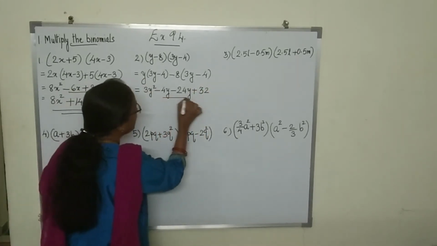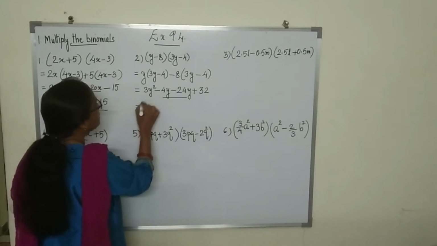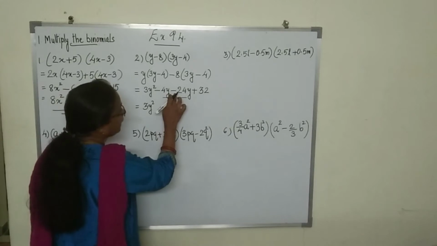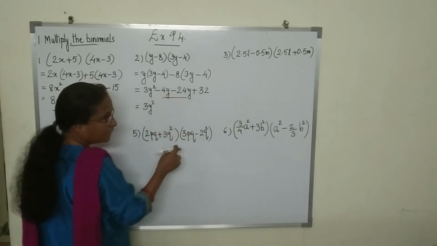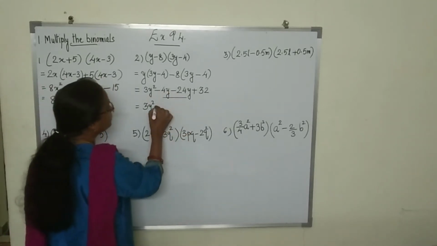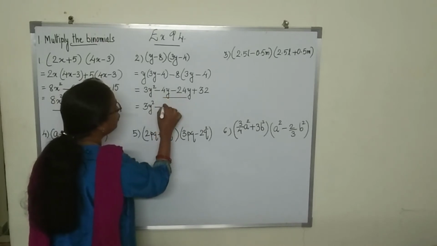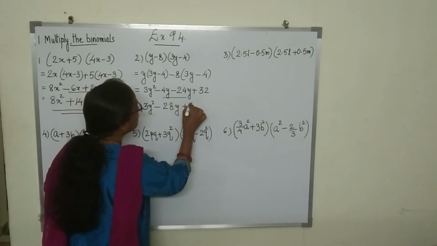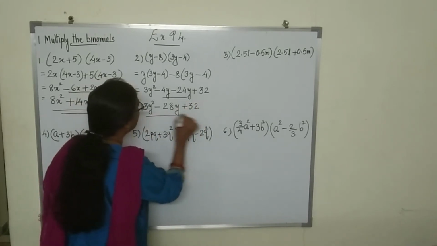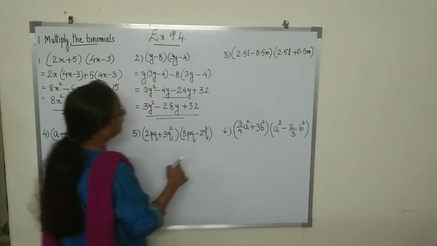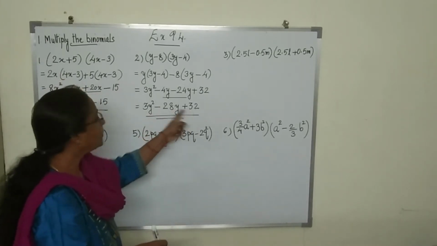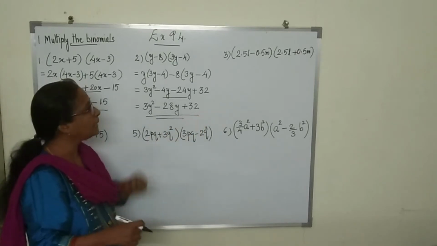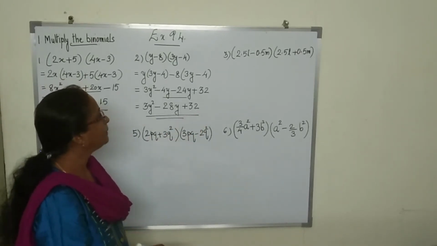Here these two terms are similar. So this will remain as it is, 3y square. Both are negative, so we have to add and give a negative sign. So minus 24 plus 4, minus 28y plus 32. Now check if there are any more terms to be added. Here y square, here y, and here a constant term. Nothing can be added further.